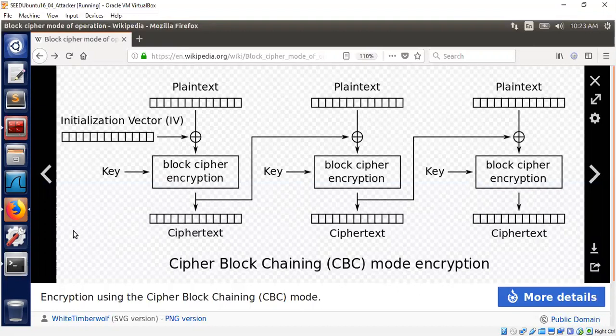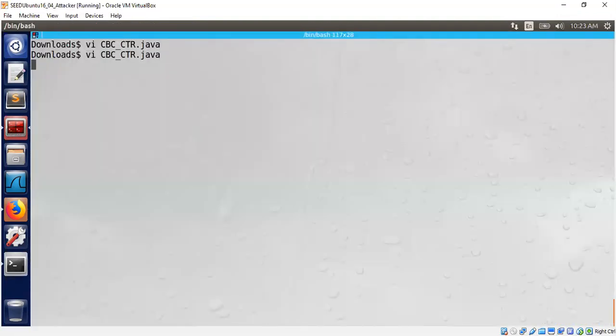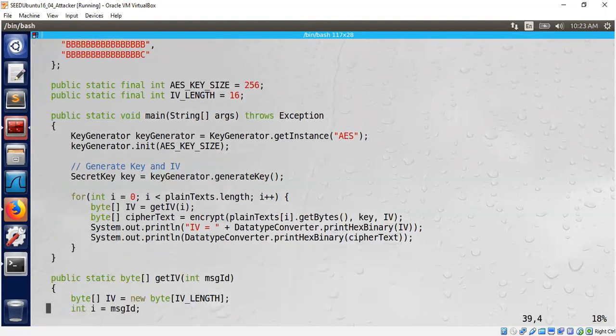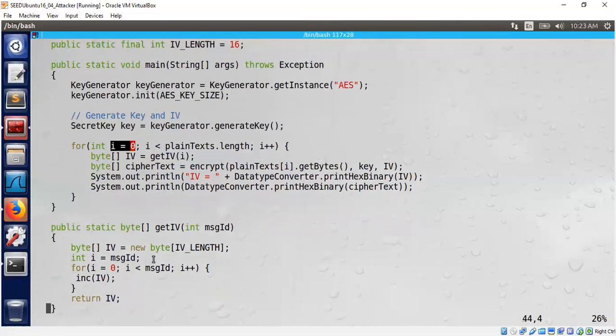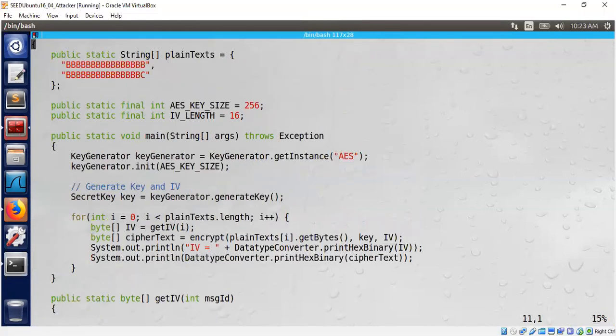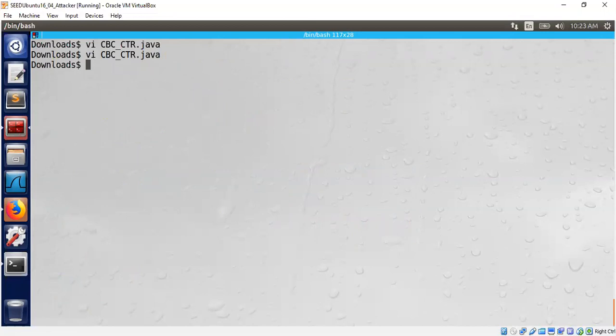Okay, so let me walk you through the program now to confirm this is the case. We can go to the CBC counter.java program which I wrote. As we can see here, the IVs are generated in a slightly different way. There's a method called getIV, which takes the index of the plain text and returns number 0 for the first call. For the second call, the IV becomes 1, so the increment function increments the IV by 1. So the IVs are basically like counters, but that's dangerous because the attacker can now infer very clearly. We can just run it for our confirmation.